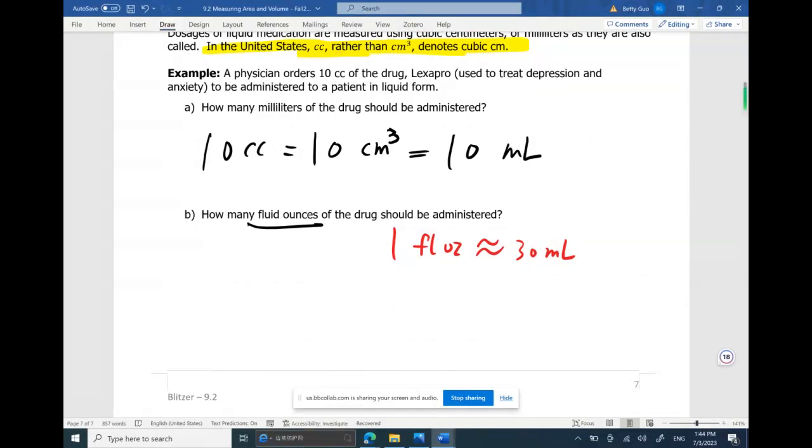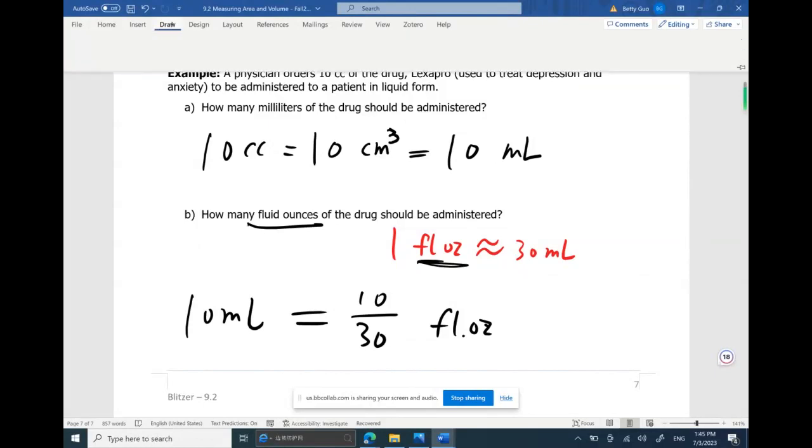So we are going to go from 10 milliliters to how many fluid ounces? Because the unit fluid ounce is a bigger unit, this number is going to be smaller. We have to divide by 30 to get a smaller number. If you multiply by 30, you get a large number, which doesn't work. So I divide by 30. So it's 1/3 fluid ounce.